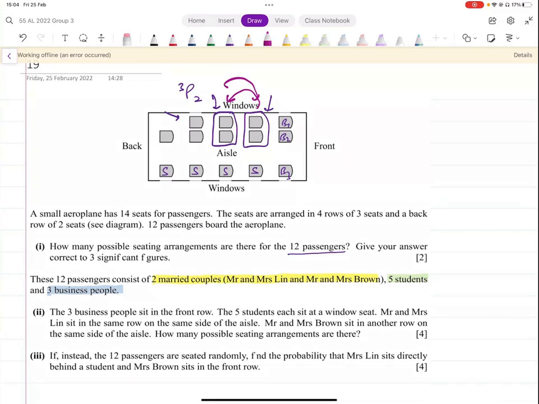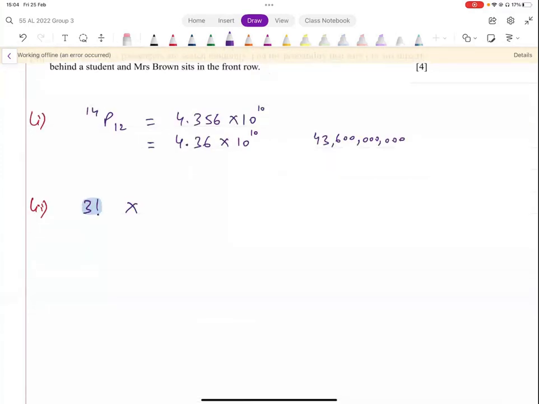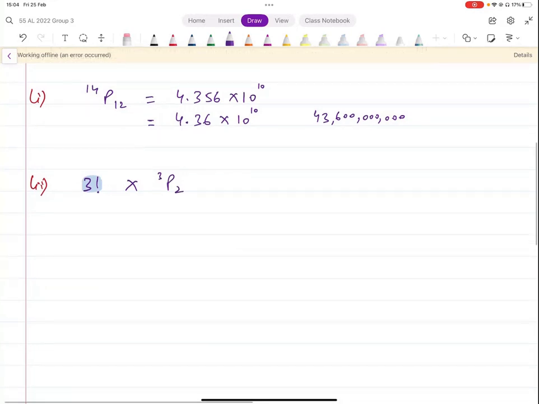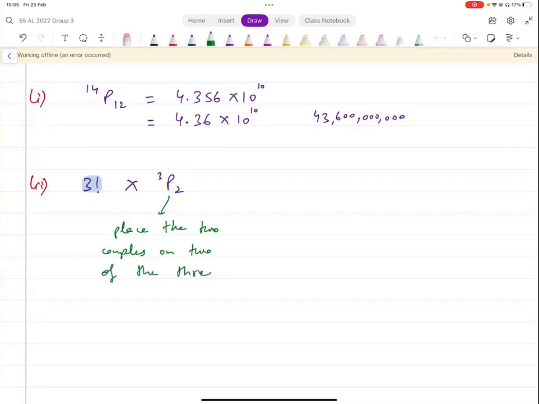So how many total possible cases do we have in this case? It's 3P2. Ke 3 aapke paas couples hain, unko aapne 2 rows mein kahin pe place karna. Theek hai? Is this clear until this point? Yahan tak kya masla? Is it clear until this point? So we have, let me actually just write it down. 3P2, we are doing this to place the 2 couples on 2 of the 3 rows. Couples ko place kar diya.